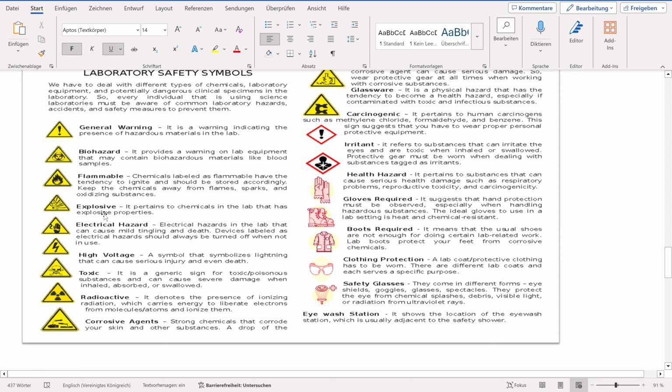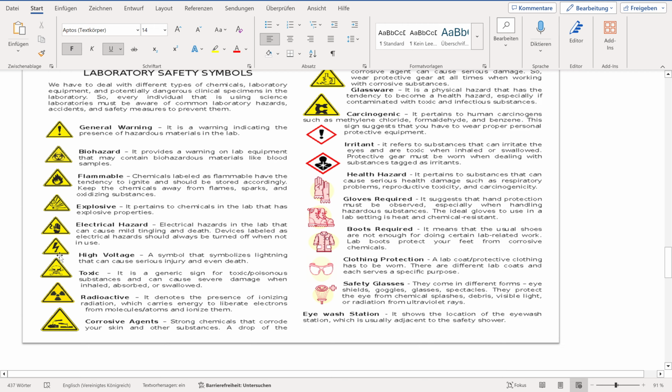Okay, then we move on to the next safety symbol that I have here. This one, you can see a hand with electrical shock there. That's electrical hazard. Electrical hazards in the lab can cause mild tingling and death. Devices labeled as electrical hazards should always be turned off when not in use. Whenever you see a device with this symbol of electrical hazard, it should always be turned off when not in use to avoid tingling and death.